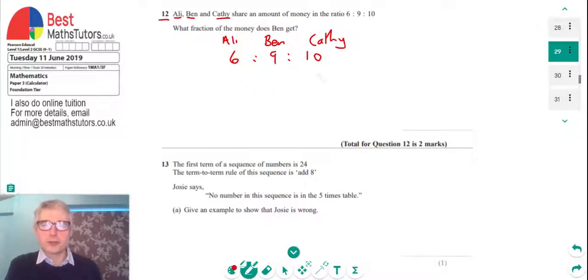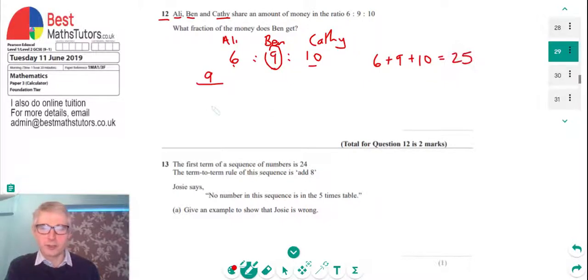So if we want to convert that into a fraction, then we've got to realise that it's Ben's amount, which is 9, is the top of the fraction. And then the bottom of the fraction is actually the total, which comes from adding the 6, the 9, and the 10 together. So 6 plus 9 plus 10 will give us 25. So it's 9 out of 25, and that's the fraction of money that Ben will get.